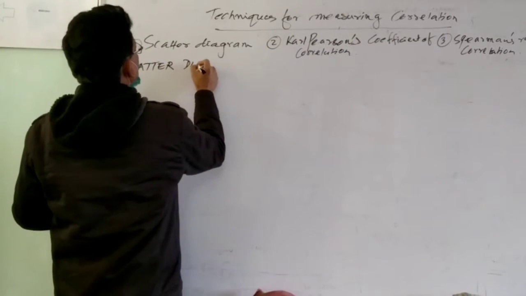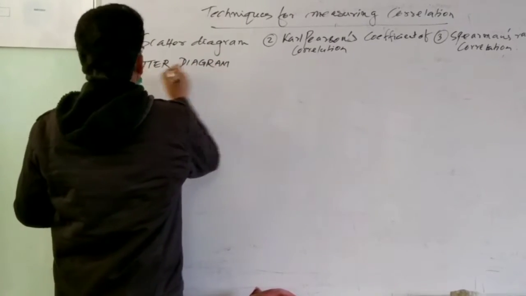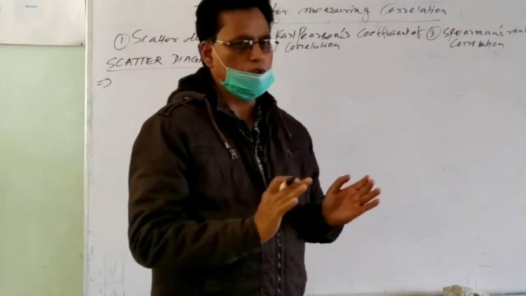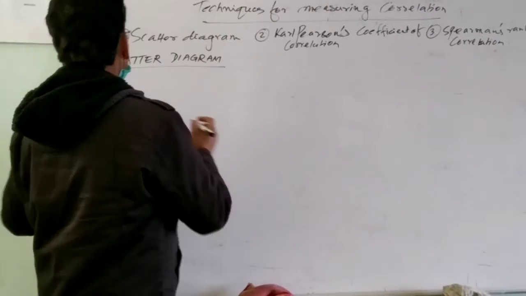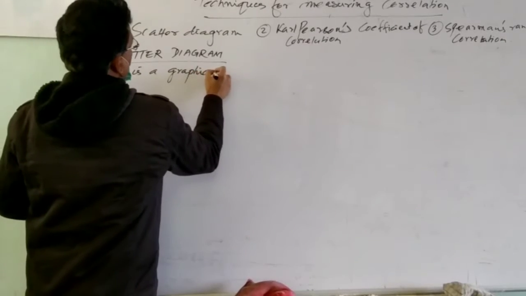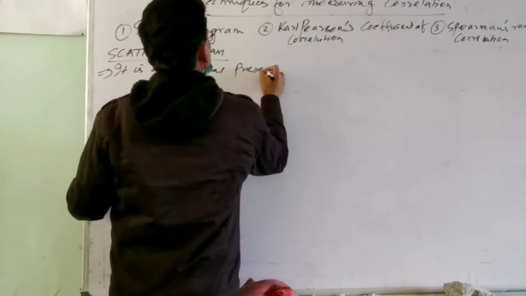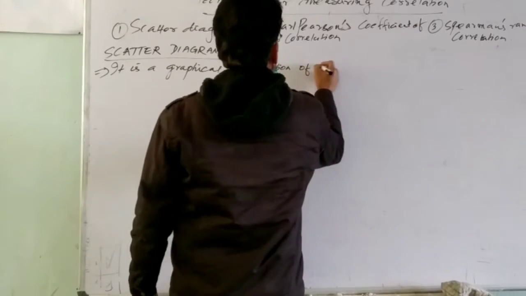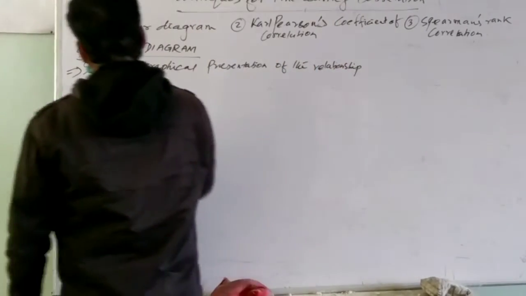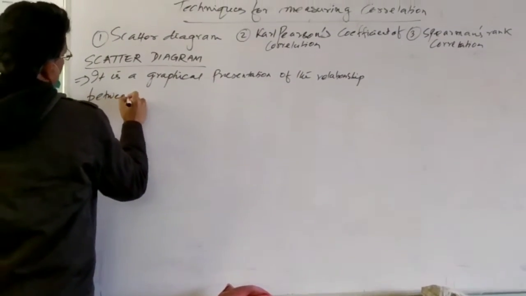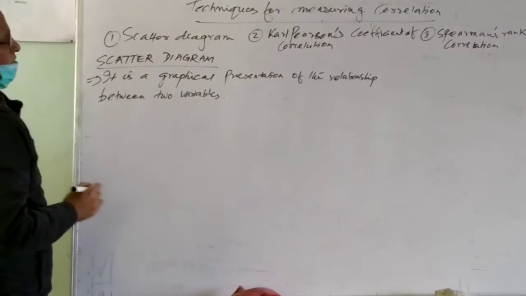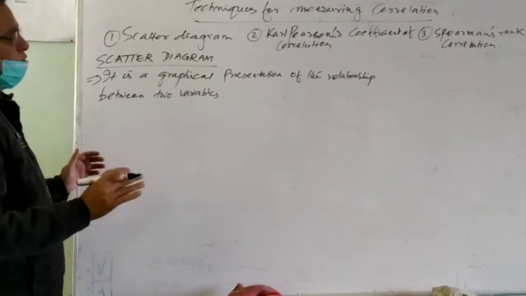Scatter diagram. This scatter diagram is a graphical presentation of the relationship between the two variables. Are you understanding? It is a graphical presentation of the relationship between two variables.